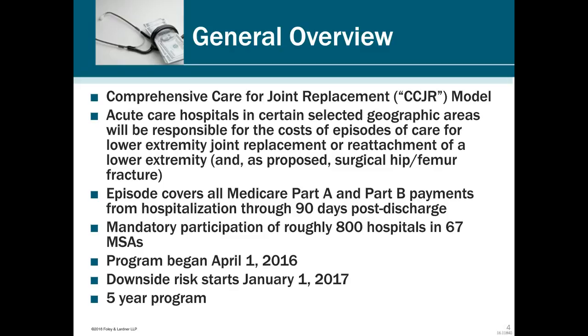I think as I said off the top, even though the program began April 1, 2016, the downside risk associated with the program doesn't commence until January 1, 2017. And that's when we believe hospitals and collaborators, PGPs, nursing homes, et cetera, will want to have their collaboration agreements in place and their strategies well locked down such that they're in a position to participate in gainsharing. It's a 5-year program.